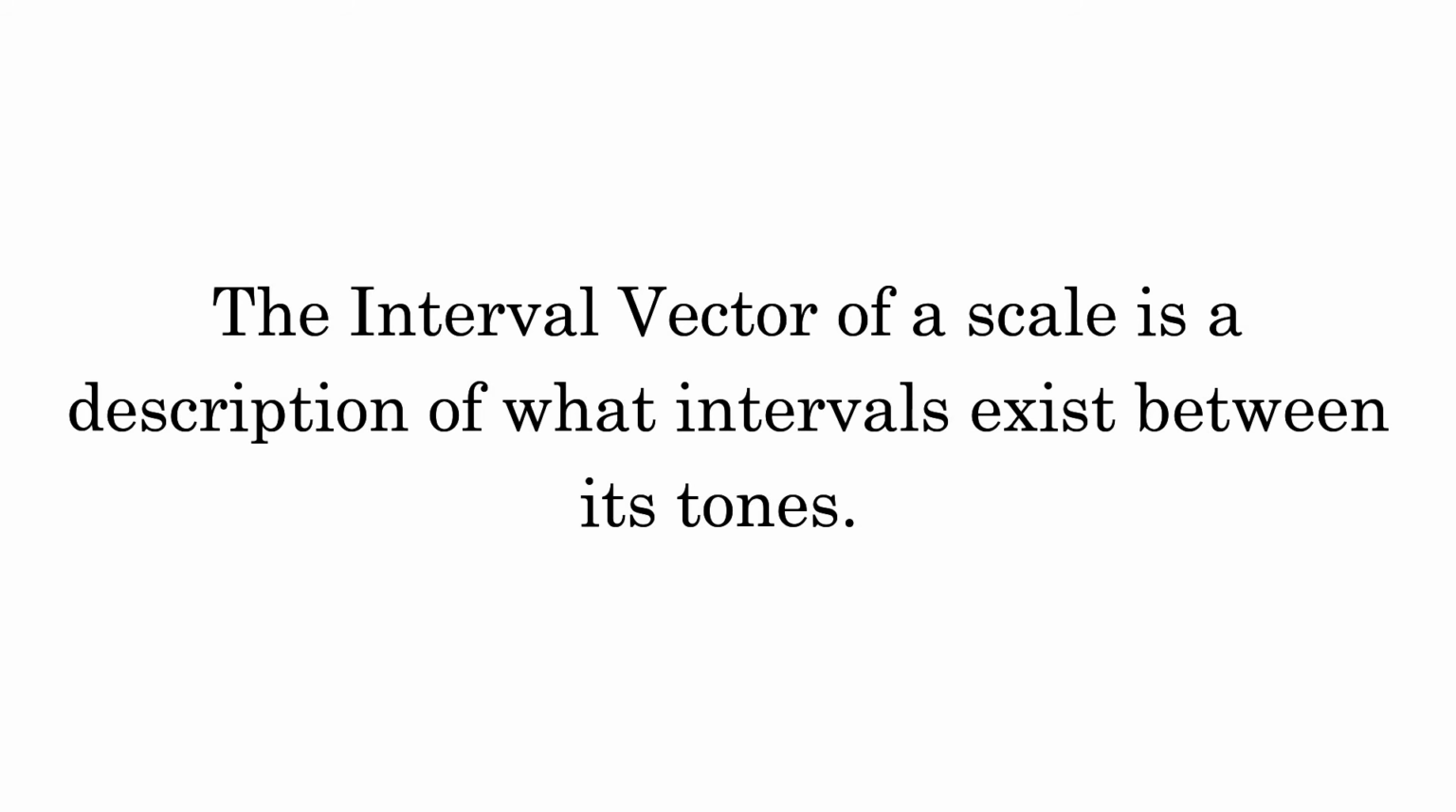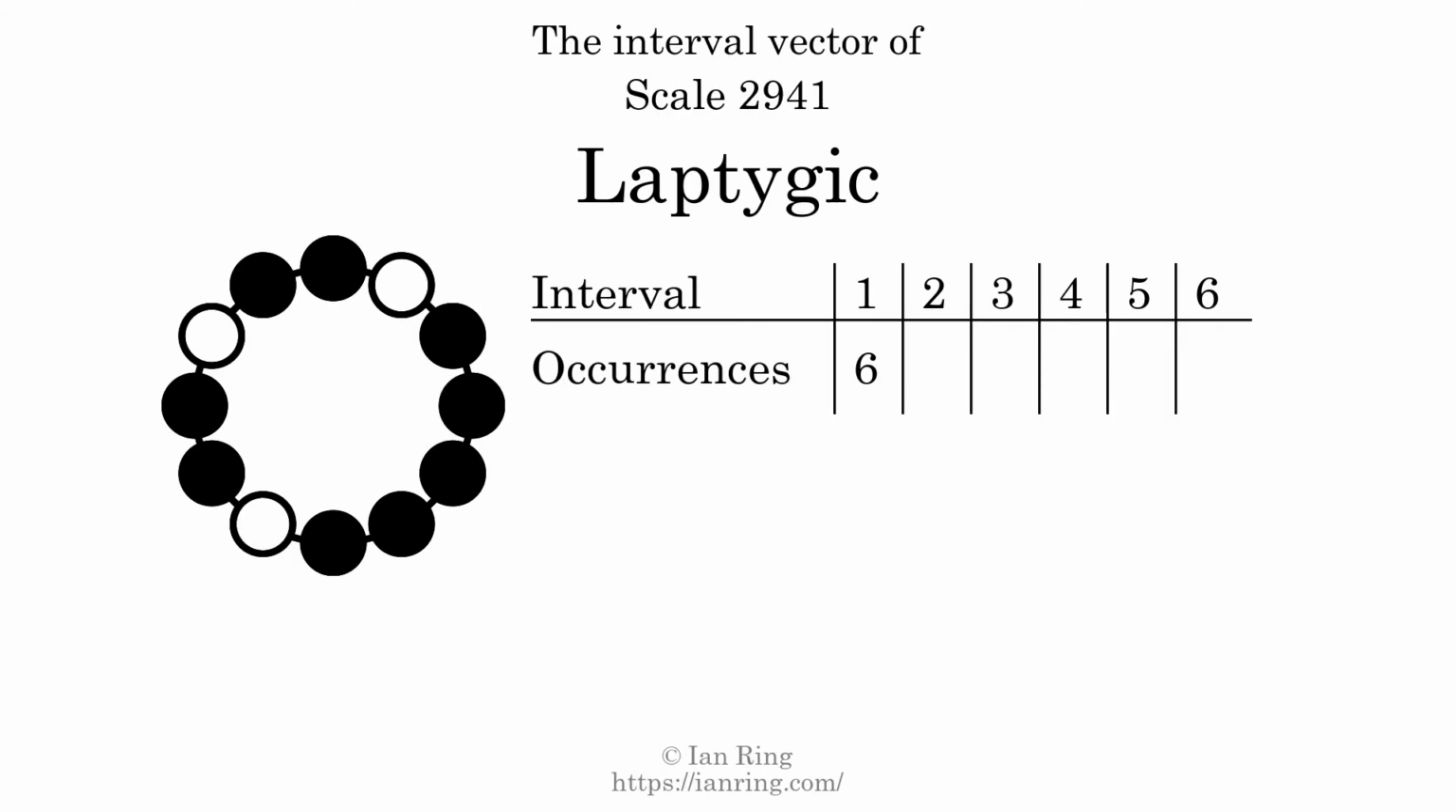The interval vector of a scale is a description of what intervals exist between its tones. There are 6 intervals with the size of 1 semitone. They are here, here, here, here, here, and here. There are 6 intervals with the size of 2 semitones. They are here, here, here, here, here, and here. There are 8 intervals with the size of 3 semitones. They are here, here, here, here, here, here, here, and here.